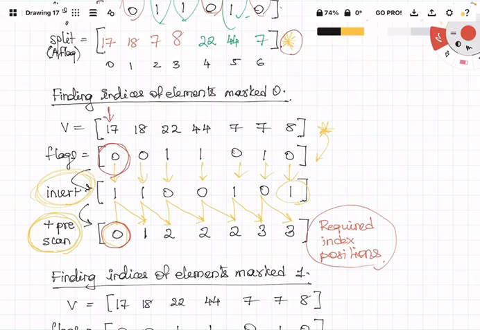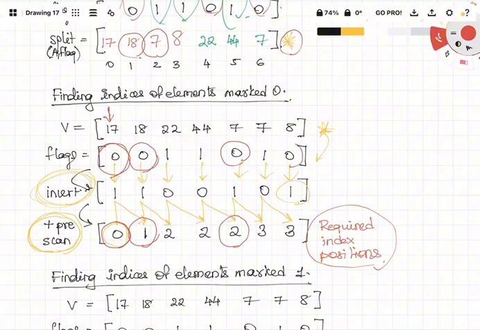Similarly, the element 18, which was also marked with a 0, is going to be moved into the 1st position of the answer array. You see, here we go. 18 was moved into the 1st position. And now similarly, 7, which was also marked with a 0, moves into the 2nd position. You see, 7 here went into the 2nd position, or the position labeled 2.